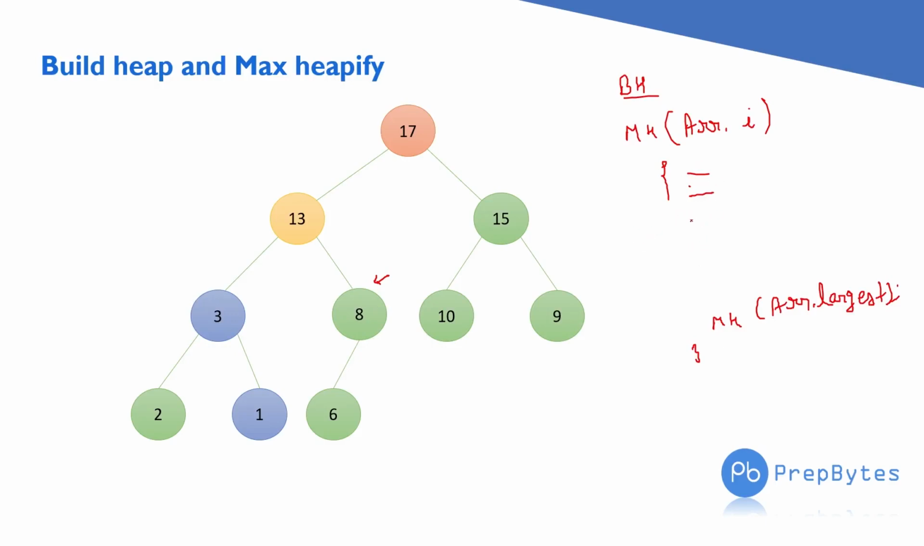Next, what do we have to check? We have to check for the left side, then we have to check for the right side. In the middle, we have to update our largest accordingly. Fine. So now we will see the code. We will see the code for build heap, the code for max heapify, and how to create a heap class in Java.